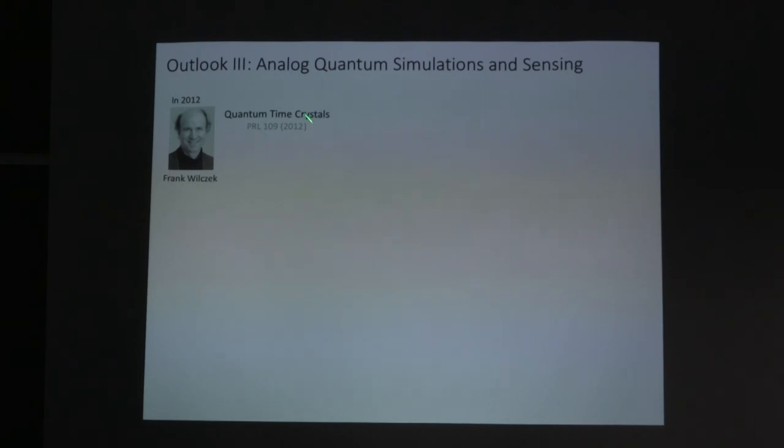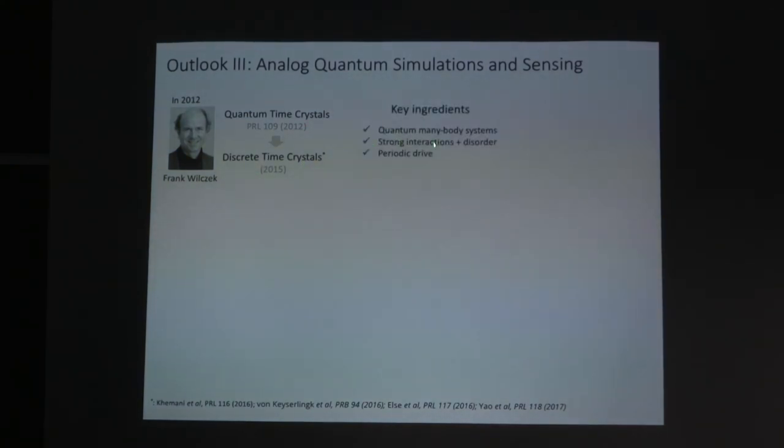One example is this story about the time crystal, initially proposed by Frank Wilczek in 2012. Soon after, it was realized that equilibrium physics cannot support a time crystal, but you have to go to out-of-equilibrium high energy states in order to support so-called discrete time crystals. The key elements of discrete time crystals are many-body systems, strong disorder and interactions, and periodic drive.